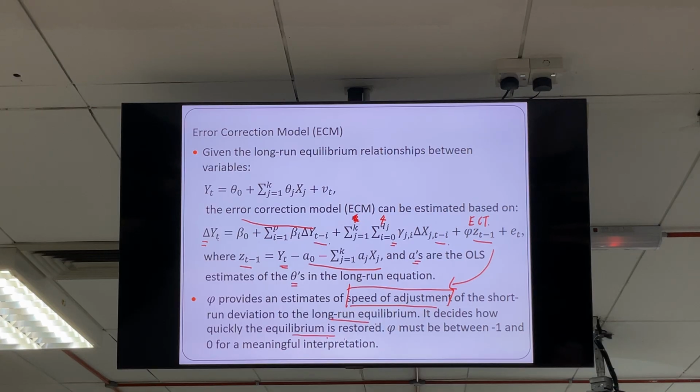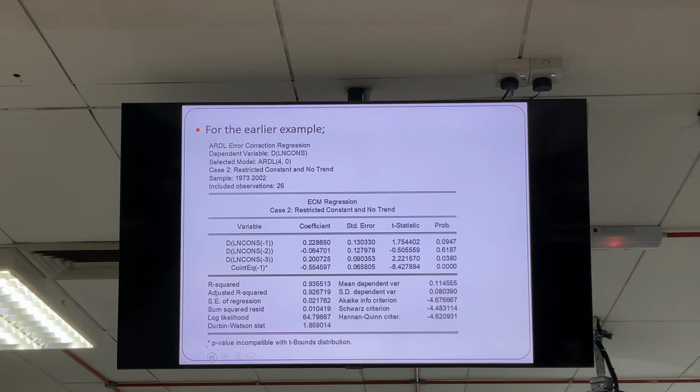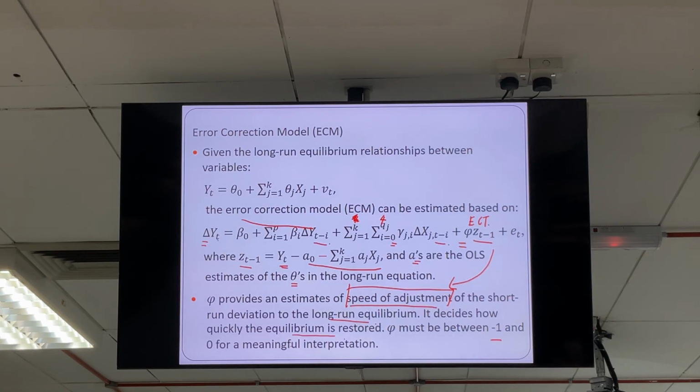It is similar to the ECT we discussed in the VECM. The idea remains the same: how quickly the equilibrium is restored. The faster the speed, the faster the equilibrium is restored in the long run. And this coefficient is between -1 and 0. It cannot be positive, because if positive it means the equilibrium cannot be restored. So you want it to be negative and significant.